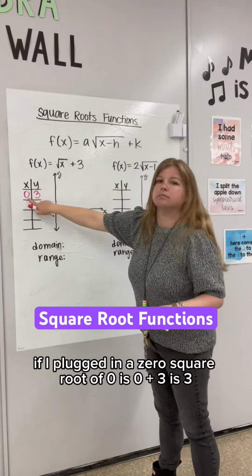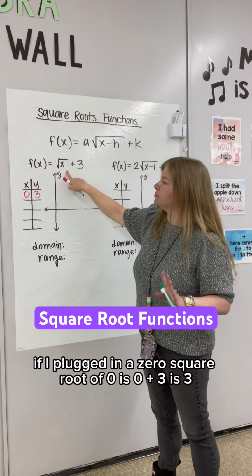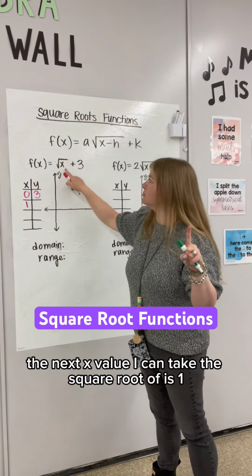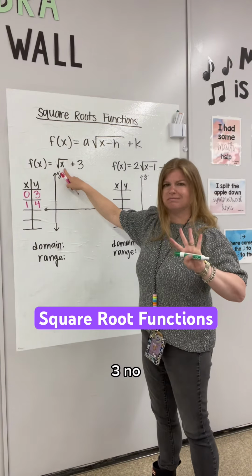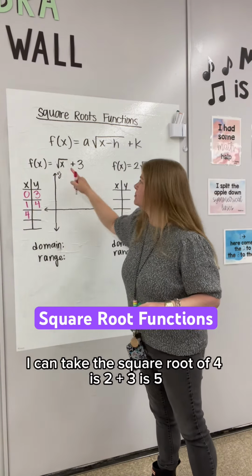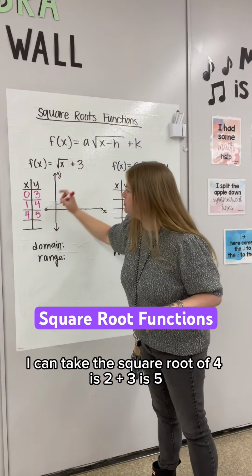If I plugged in a 0, square root of 0 is 0, plus 3 is 3. The next x value I can take the square root of is 1. Square root of 1 is 1, plus 3 is 4. 2, no. 3, no. But 4, yes. I can take the square root of 4, which is 2, plus 3 is 5.